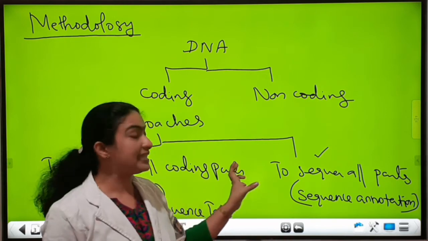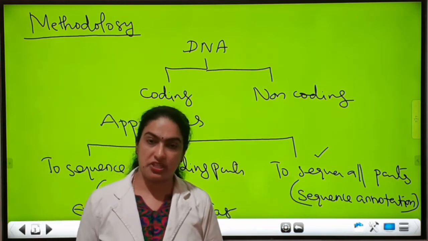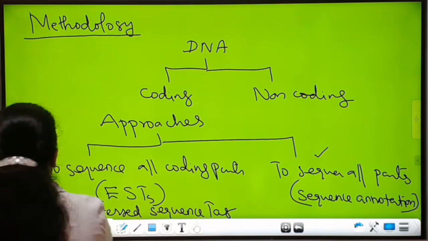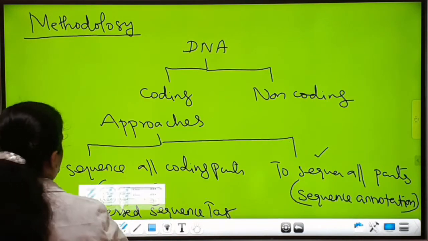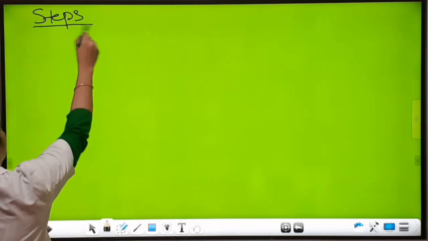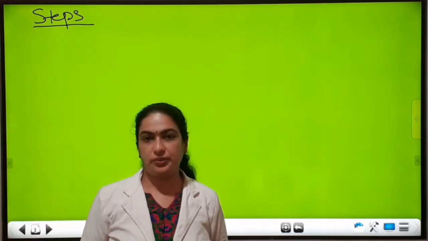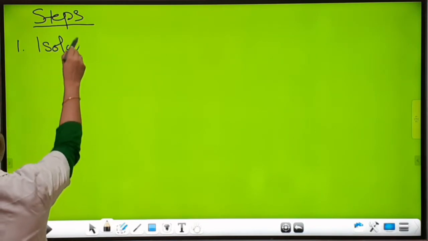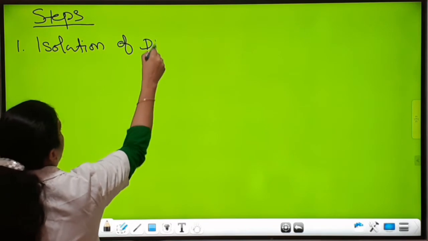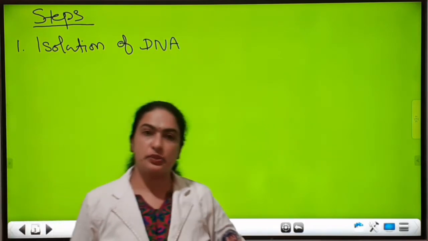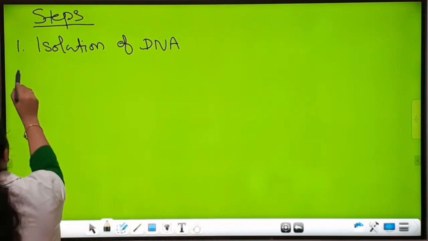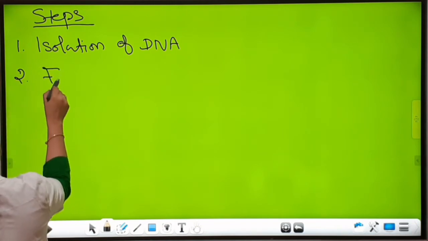And now we can see the steps, or the methodology used in sequence annotation. The first step is isolation of DNA. So DNA is isolated from the human body. And second is fragmentation.